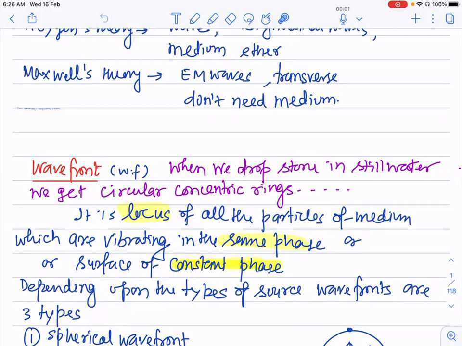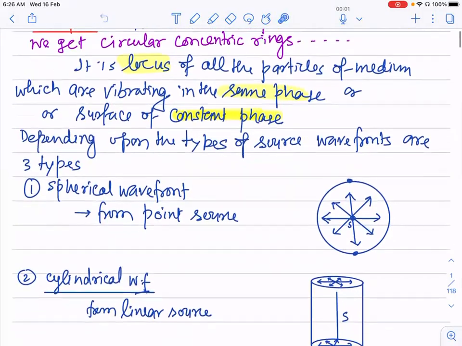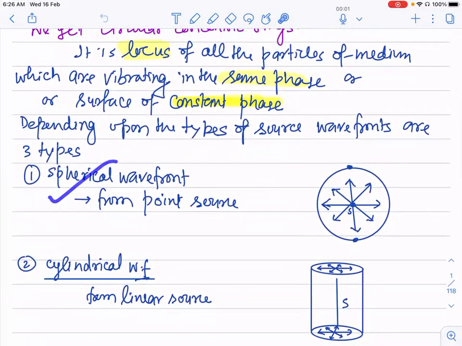So light may form such wavefronts. It depends upon the type of the source. The wavefront of light can be of three types. If it is a point source, then a spherical wavefront will be formed, because it will cover equal distances in equal intervals of time. And if we join them, we get a spherical surface around the source, which will be at the center.